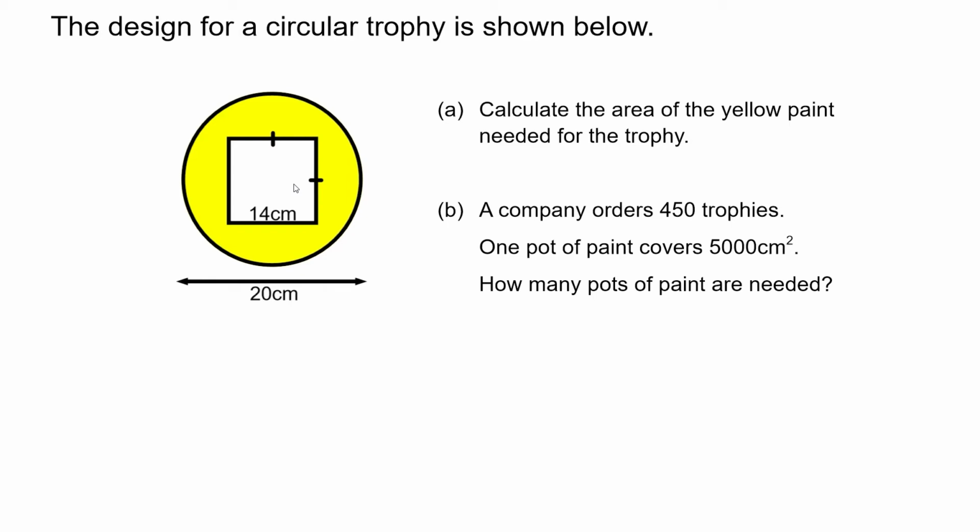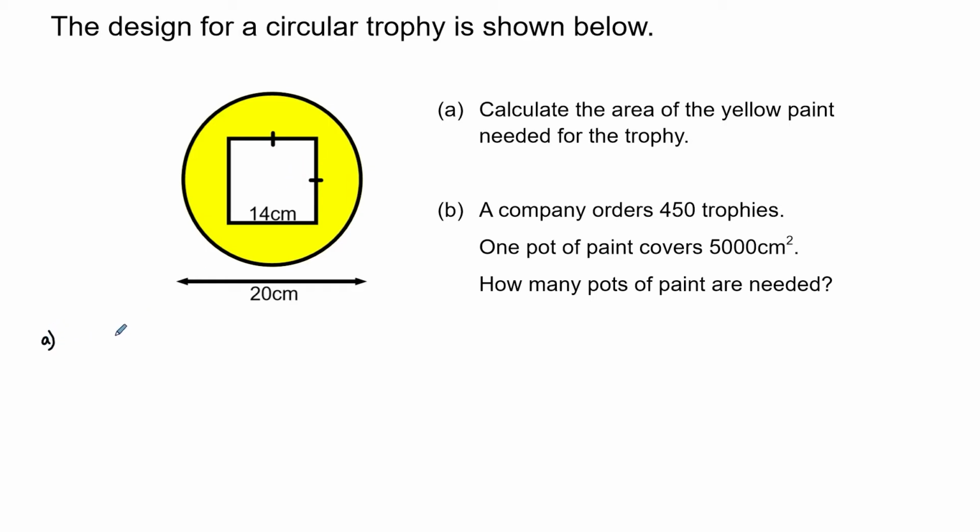And it's the questions in a context, which is quite common with these kinds of area questions. So we're going to have a look at this. We've got a design for a circular trophy shown below. So this is some kind of two-dimensional circular trophy. Calculate the area of yellow paint needed for this shape. So we're going to start off with that.